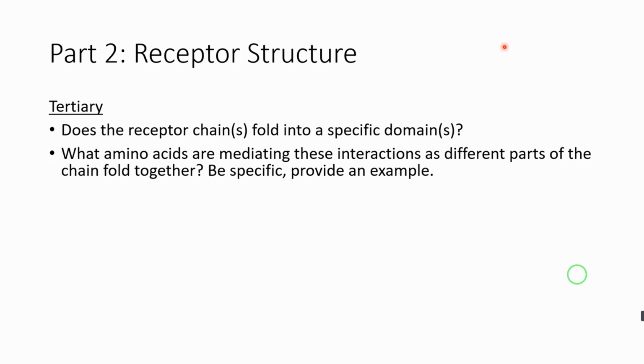So you could try looking at the Mol* viewer again to see how different regions of the polypeptide chain are coming together. Or you might find some of this information in your structure paper as well. But you want to be specific and give an example of specific amino acid names and numbers and the interactions between side chains as different parts of your polypeptide receptor chain come together.